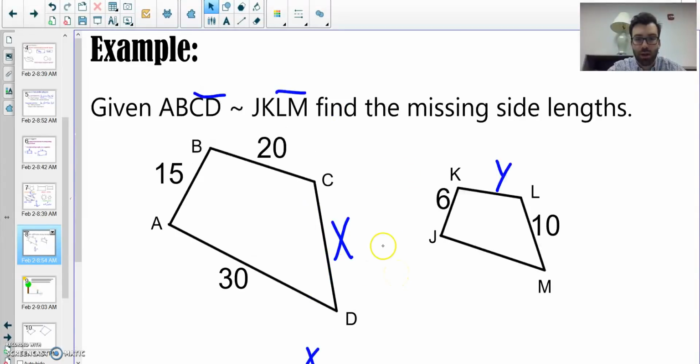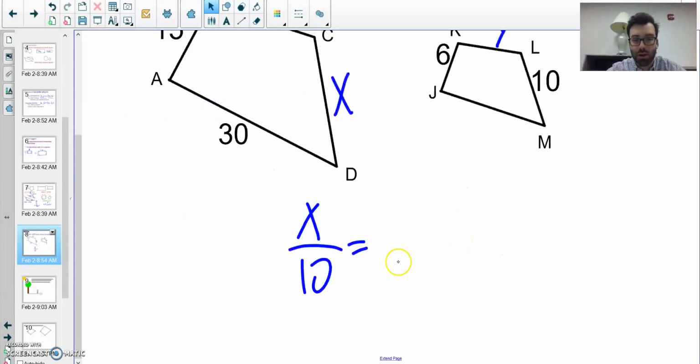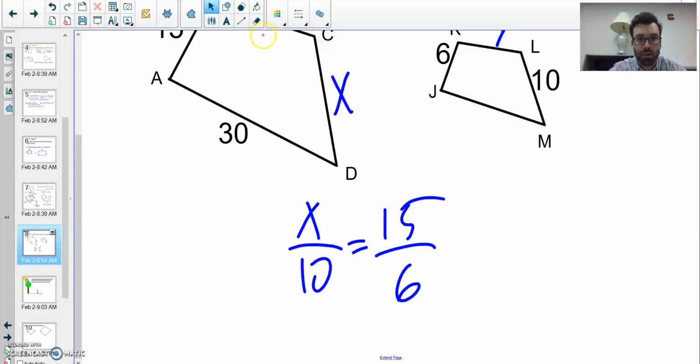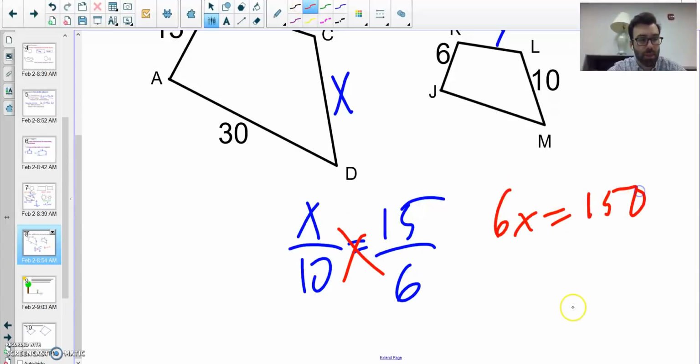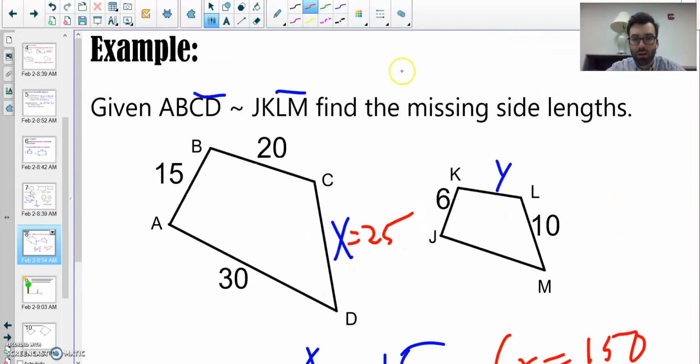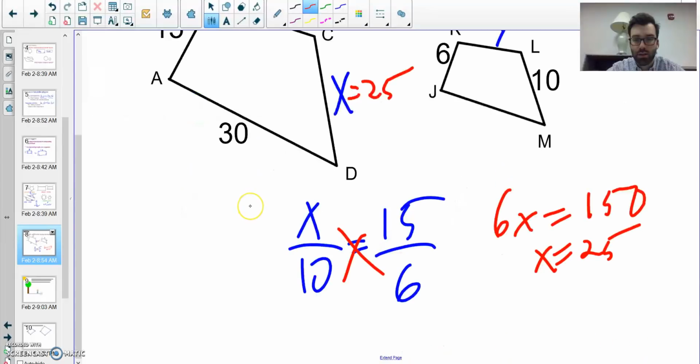If I went from left to right, x over 10, I have to go from left to right, so I have to say 15 over 6. And then from here, we know what we have to do. We have to cross multiply. 6x equals 150, so x equals 25. So if I want to find y, what side corresponds with y? KL. You've got BC. So I could do this 2 ways. I could go 20 over y.